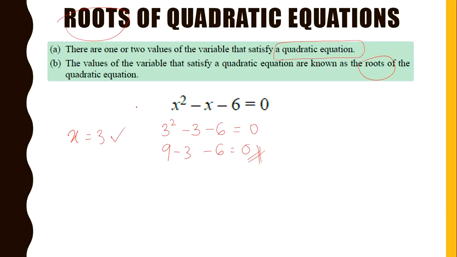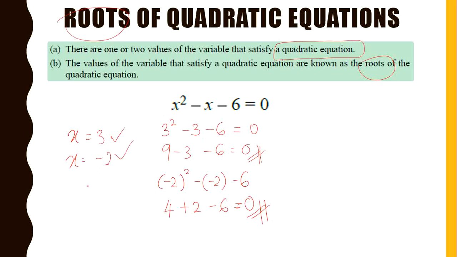Okay, let's say kita cuba substitute. The second root is kita cuba negative 2. Okay, substitute sama juga. Negative 2 square minus negative 2 minus 6. Okay, betul ke tak dapat 0? 4 plus 2 minus 6. Okay, we get 0. Maksudnya negative 2 pun adalah dia punya root. Sebab bila kita masukkan, kita dapat nilai yang betul untuk right hand side.